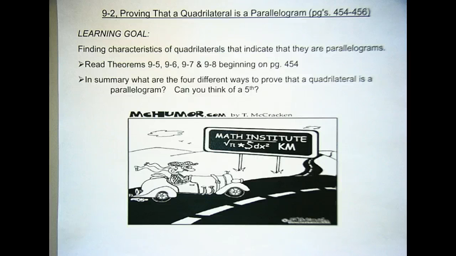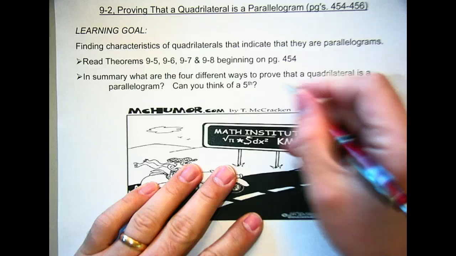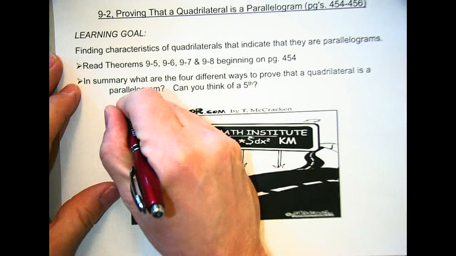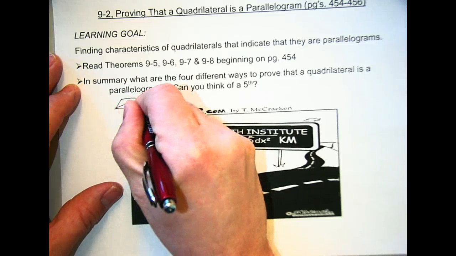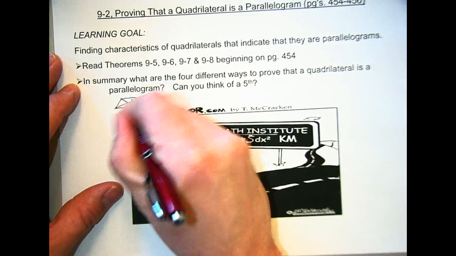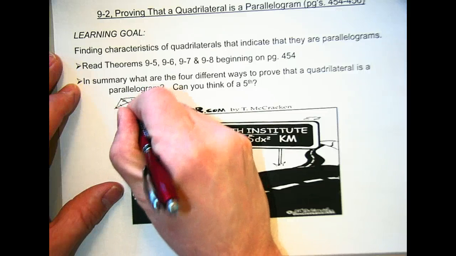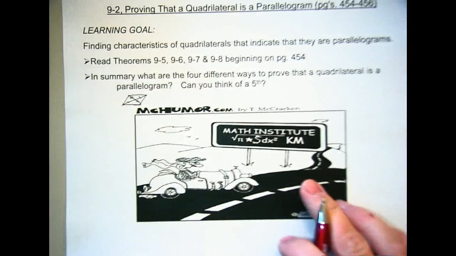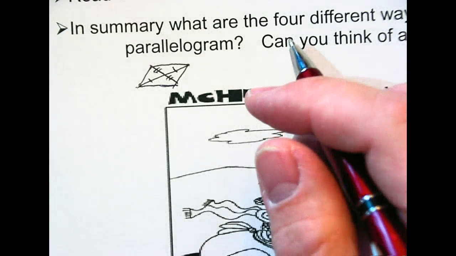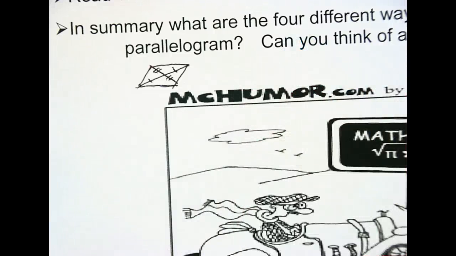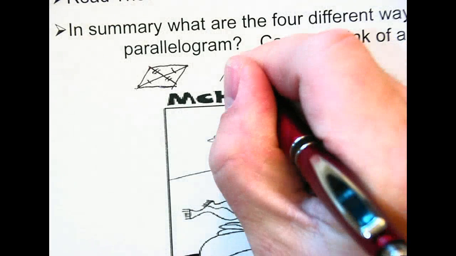Good stuff. Real quick, Theorem 9.5: if the diagonals bisect each other, then it's a parallelogram. As you're sketching some of these out, you could draw in your diagonals and show that if diagonals bisect each other, then it's a parallelogram. So we'll zoom in there. That's one way: bisecting diagonals.